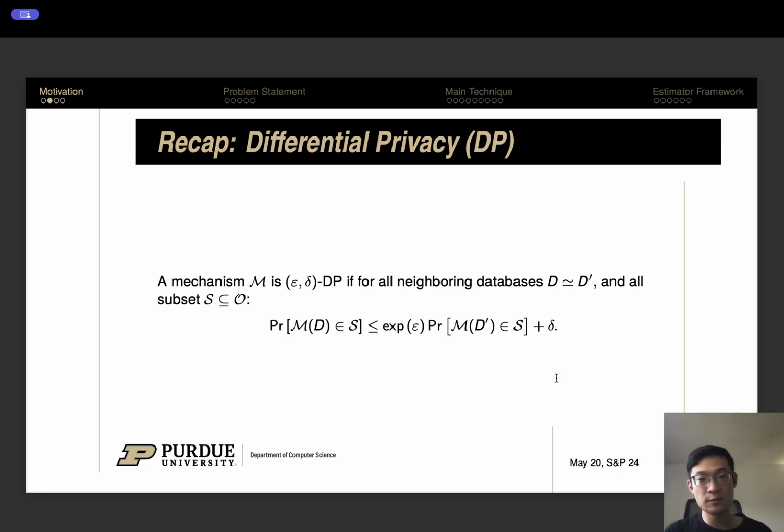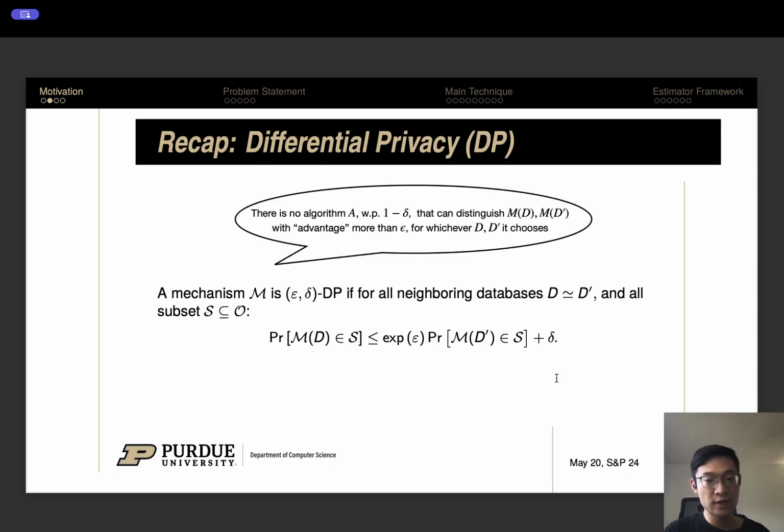So when we talk about privacy, we refer to the standard privacy notion, differential privacy. DP is a property of a mechanism. Intuitively, a mechanism is (epsilon, delta)-DP if for all neighboring inputs in its domain, the corresponding output distributions shall be (epsilon, delta)-close. So what does (epsilon, delta)-close mean here? It's formally captured by the inequalities shown in the slide.